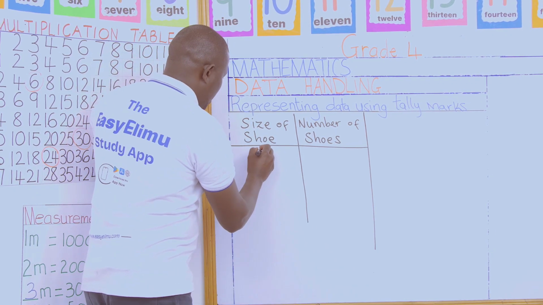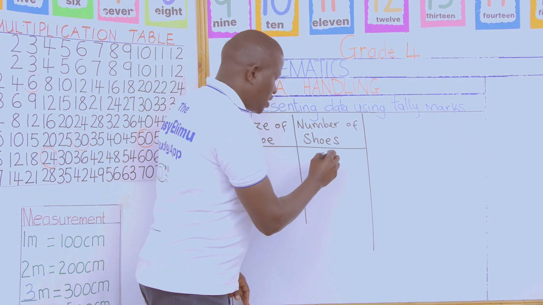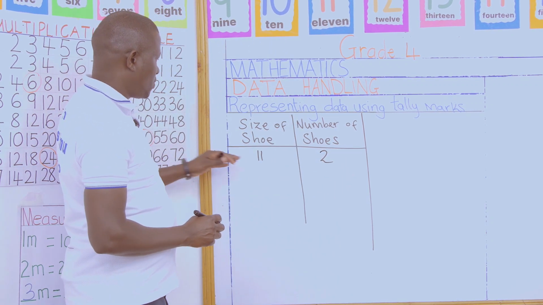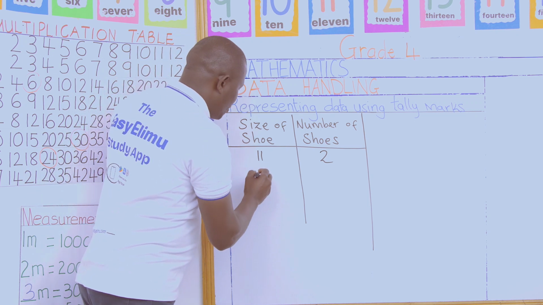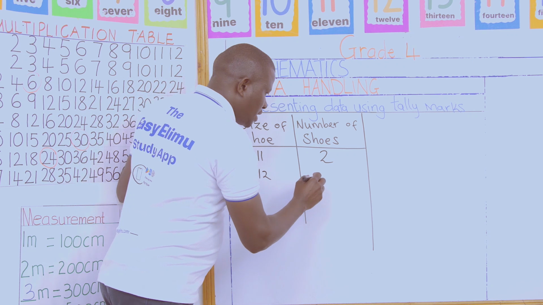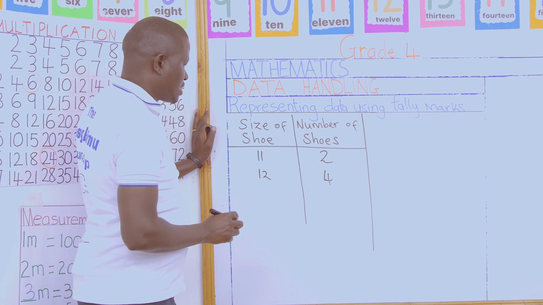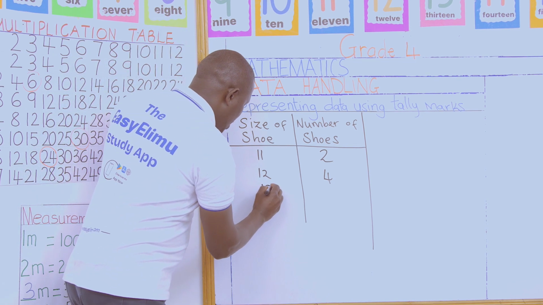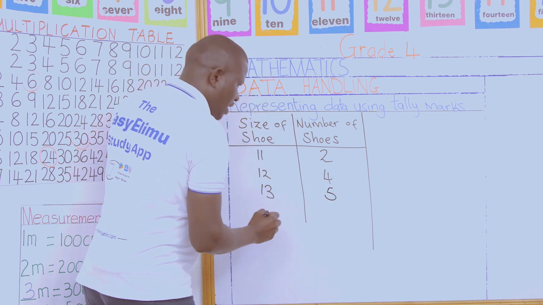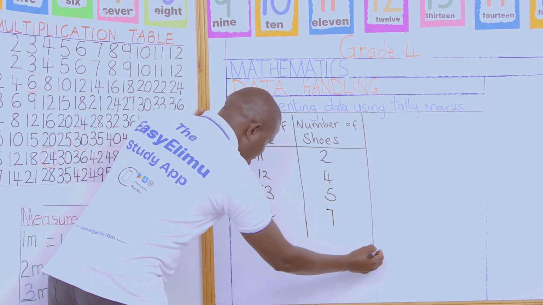Now we tabulated size 11. How many wear size 11? The number of shoes worn by learners is 2. It's only Victoria and Jane who wear size number 11. Size number 12 is worn by 4 learners, so we have 4 pairs of shoes for number 12. Size number 13 is worn by 5 learners. And the last one, size number 14, is worn by 7 learners.